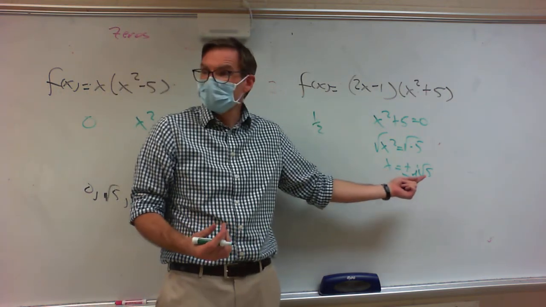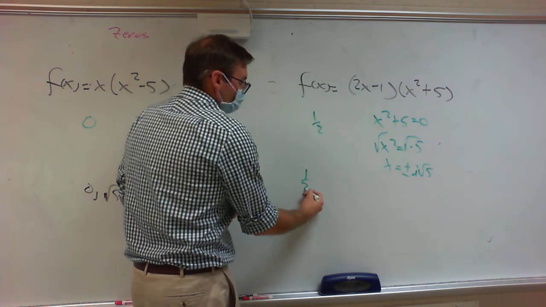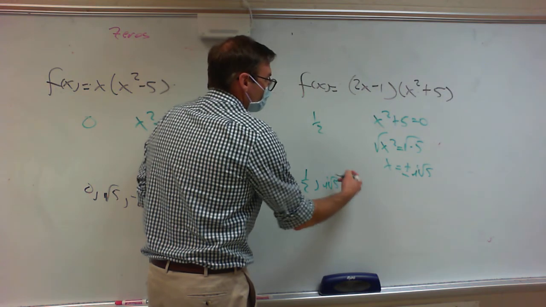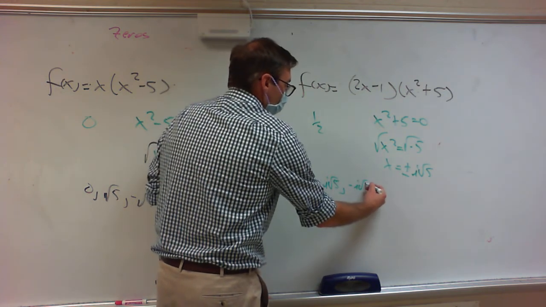So here are our 3 answers. One of our zeros is 1/2. One of our zeros is i square root of 5, and the other zero is negative i square root of 5.